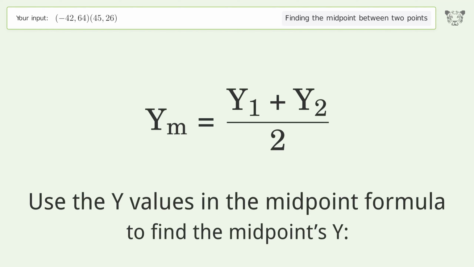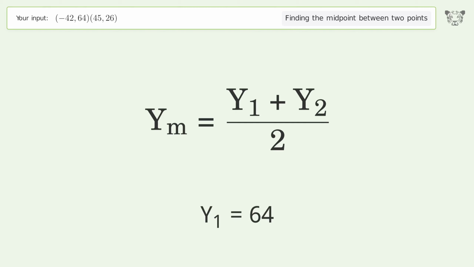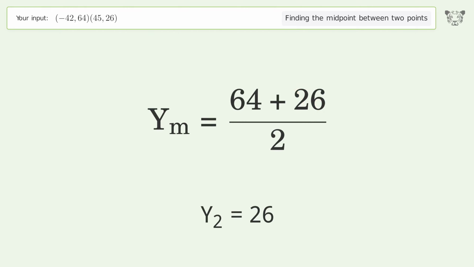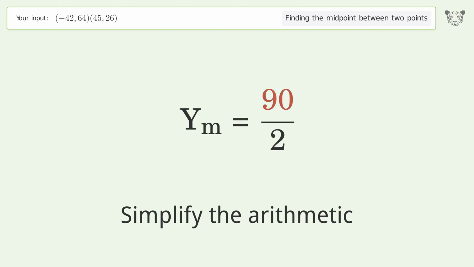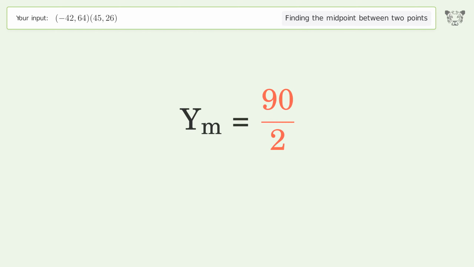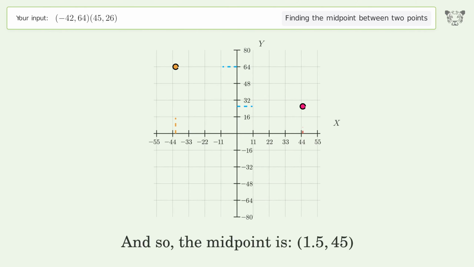Use the y values in the midpoint formula to find the midpoint's y. y1 equals 64. y2 equals 26. Simplify the arithmetic. And so, the midpoint is 1.5, 45.